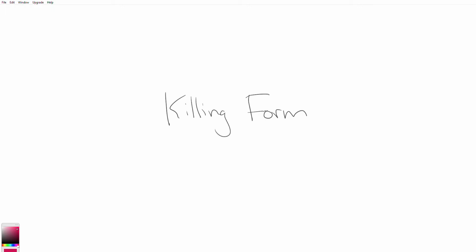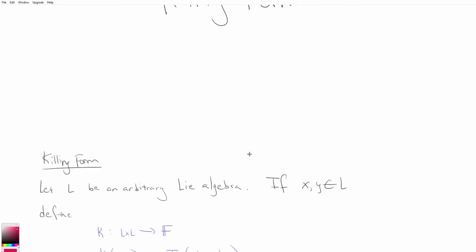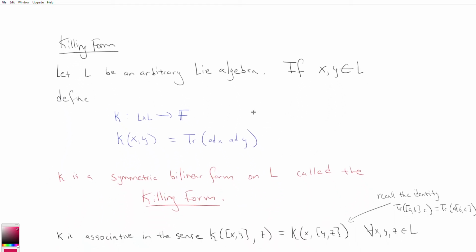Last video, we introduced a criterion for determining whether a Lie algebra is solvable based on the trace of the operators in the adjoint representation. And in this video, we're going to do something similar, except for determining whether a Lie algebra is semi-simple. So with that being said, let's look at something called the Killing form. That's the overarching construct we'll be using in this video.